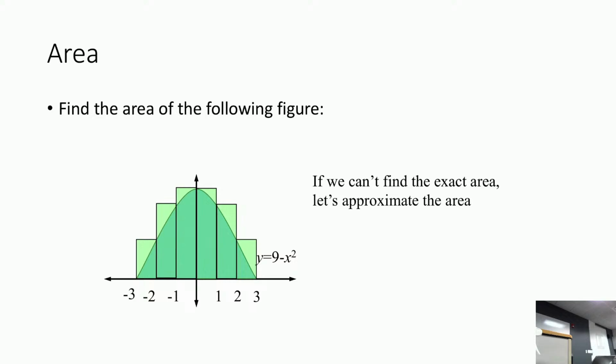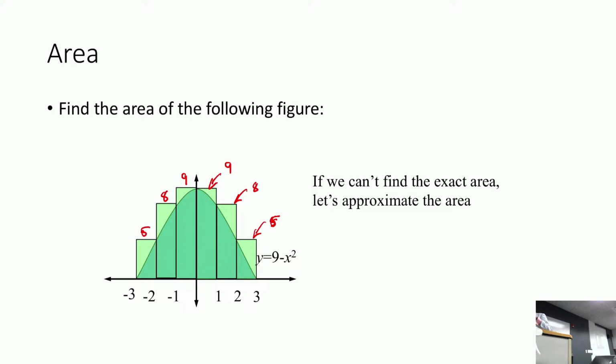This one would be 8 high because when you plug 1 into this, you get y equals 8. So we could just go along and add up all of these areas. So this is going to be 5 times 1, which is 5. This is 8 times 1, which is 8. This one is 9 times 1, because it goes all the way up to the top. This one's also 9 times 1. This one's 8, and this one's 5. So we could add all that up.